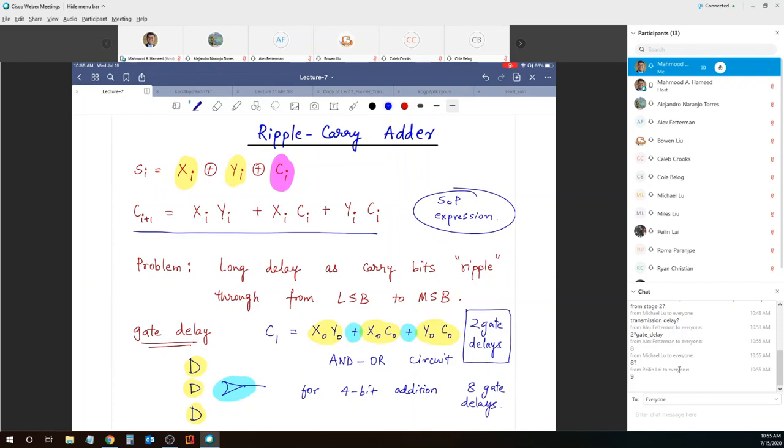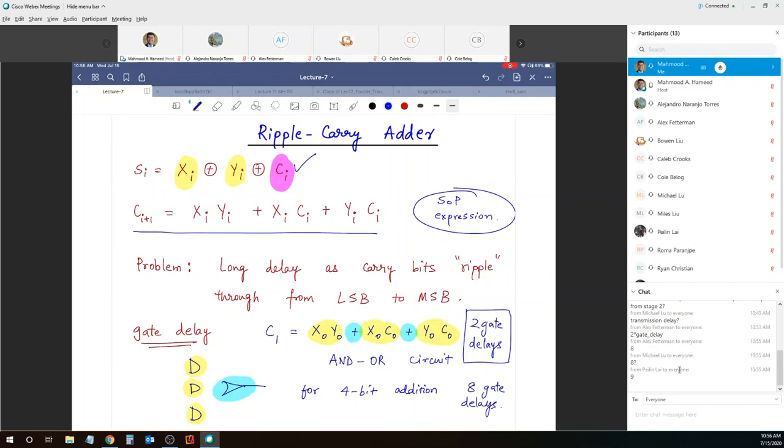This is only for carry, by the way, right? We only worry about carry, because if we had carry, we already have X and Y, and we would be able to generate S sub I very, very quickly. So, we don't need to wait for X and Y. We only need to wait for carry, right? So that's why we are trying to focus on carry.